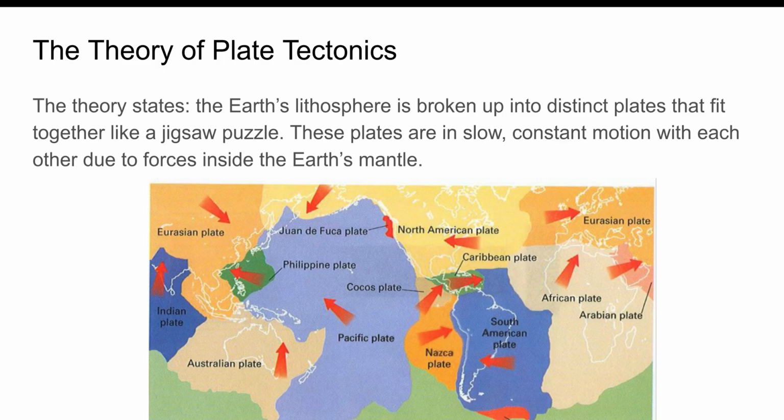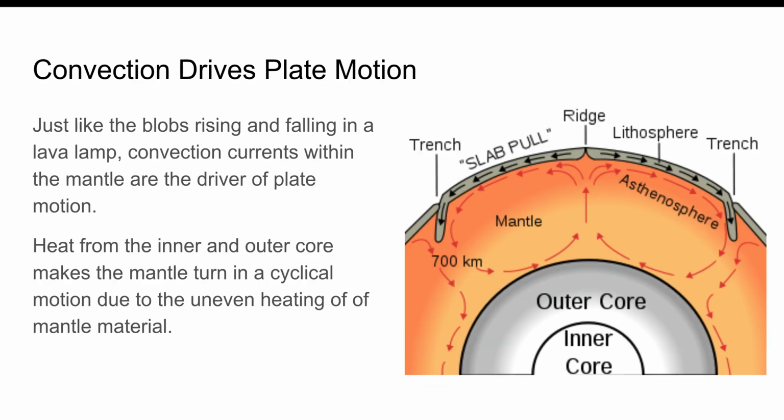So the theory of plate tectonics is the idea that the lithosphere, the cold, hard, rigid, breakable crust of the Earth, is actually set up in a certain number of plates that are floating on the mantle. They're in constant motion, moving around the globe. And what is causing this? Well, convection currents. Convection drives plate motions.